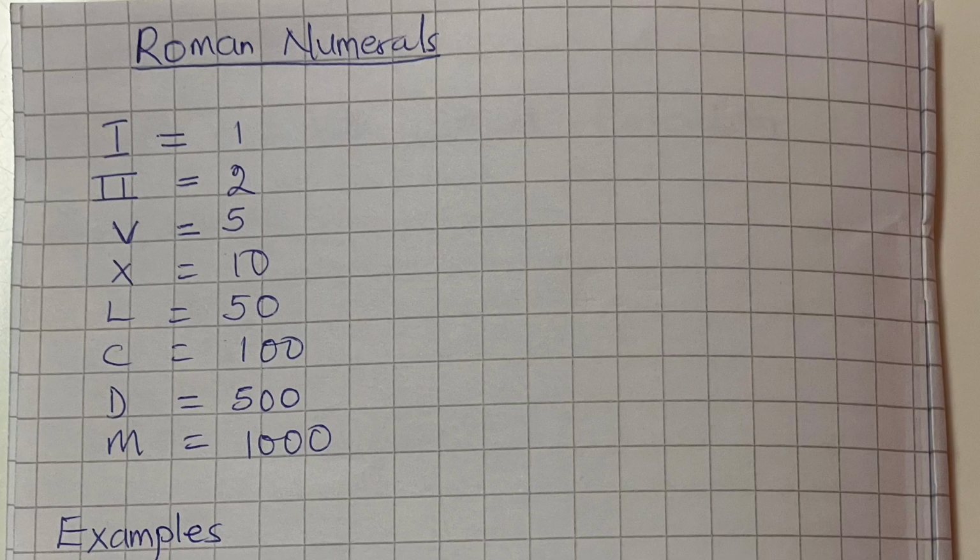So this is basically the rules of Roman numerals, how to solve it, and I think this is self-explanatory. So as you all can see here, I is simply 1, II is 2, V is 5, X is 10, L is 50, C is 100, D is 500, while M is 1000.